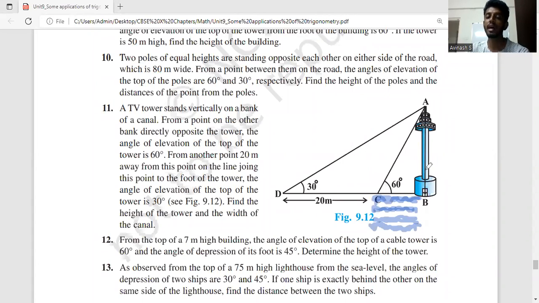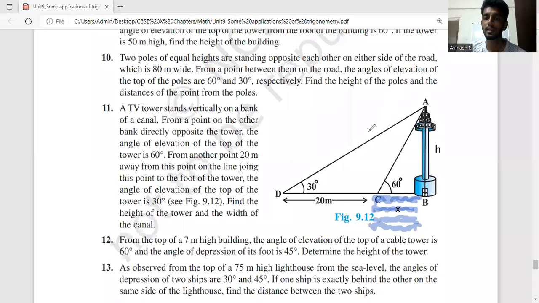So now find the height of the tower. We are supposed to find the height of the tower. Let us assume the height of the tower as h, and also the width of the canal. Let us assume the width of the canal as x. We know that the distance away is 20 meters. So we are with all these values, and let's get started.